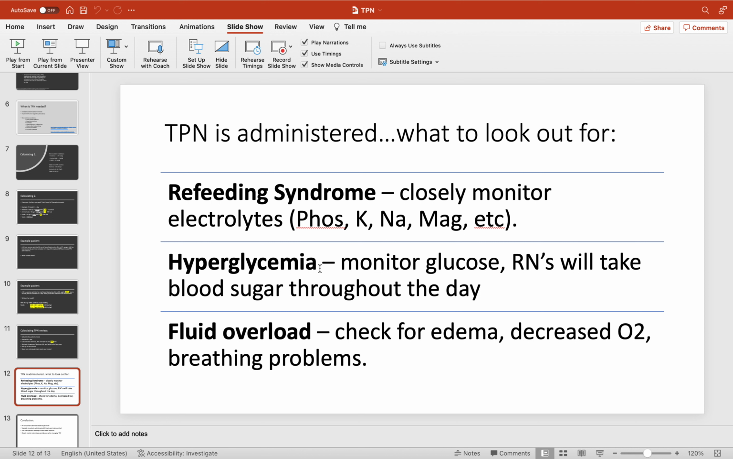And so look for signs of edema, look for decreased oxygen output, look for any breathing problems. The nurses are the ones typically checking on this, but you can be checking on it too, and just familiarize yourself with that those are signs of fluid overload. And so if you see someone being fluid overloaded, we'll probably stop TPN or greatly decrease our rate for the time being.